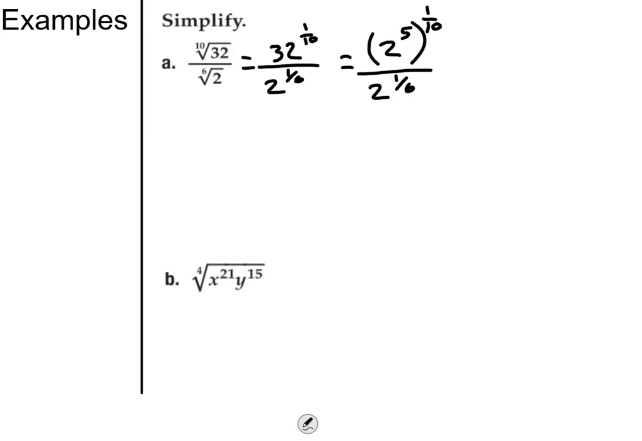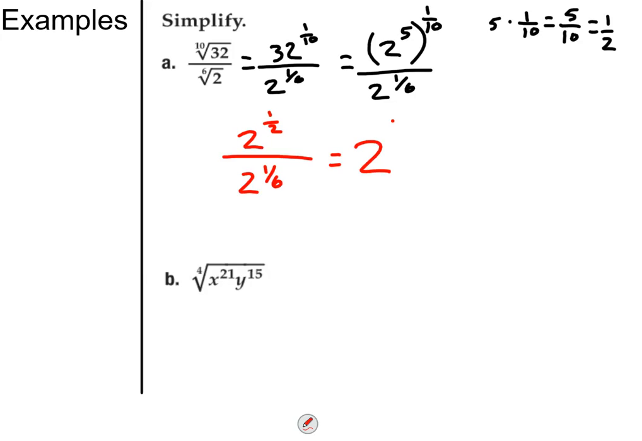Okay. And then here, hopefully you can see we're going to be doing 5 times the 1/10, right? And that would be 5/10, which would boil down to 1/2 for our exponent there. So here we would have 2 to the 1/2 over 2 to the 1/6. Okay, and then what we would be able to do is use our quotient rule. Hopefully you remember from your last video or the notes that you took.